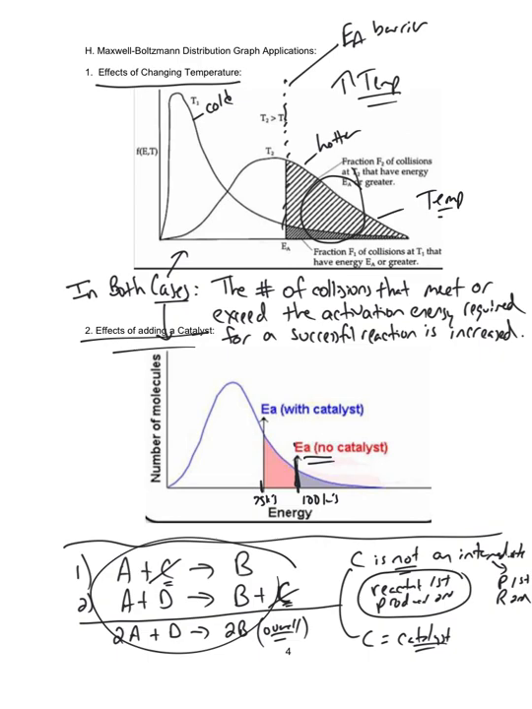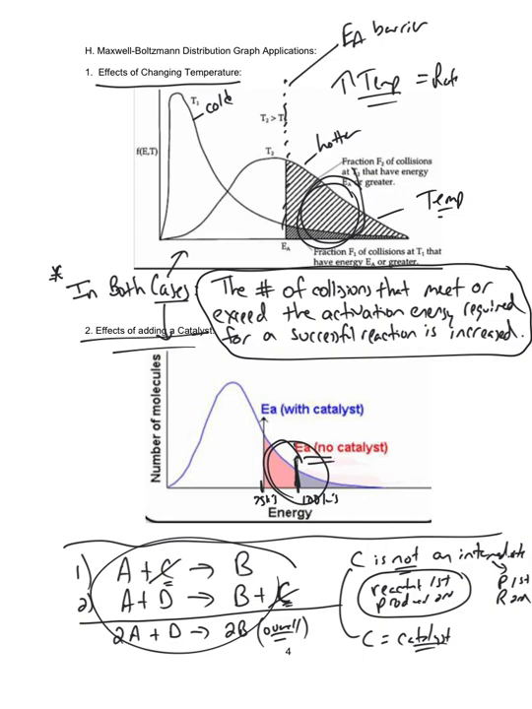In both cases, 1 and 2, we see that in the shaded region, there are more particles. And this is a critical thing right here. Again, this is the most important verbiage that I have for this entire unit. And I want you to please get this down, not only in your notes, but also for the national exam. If you increase the temperature, the rate of the reaction increases. The rate of the reaction gets faster. If you add a catalyst, the rate of the reaction gets faster.